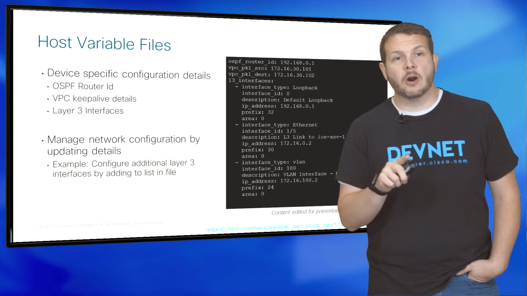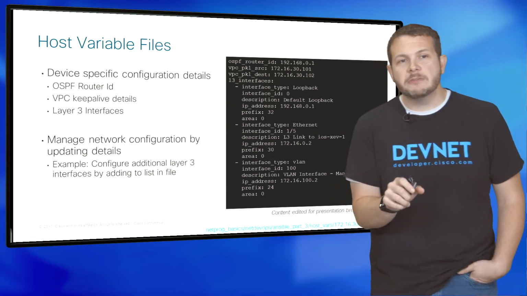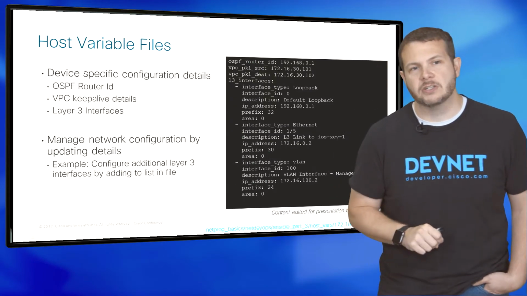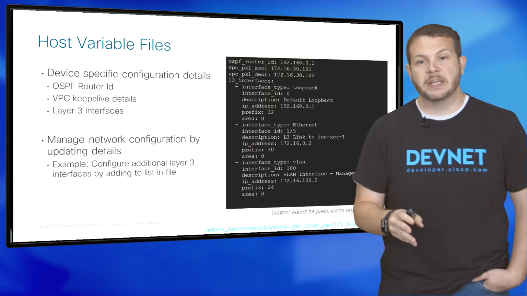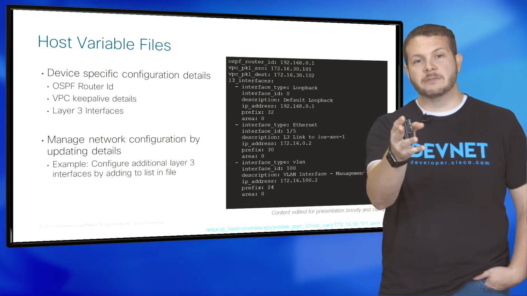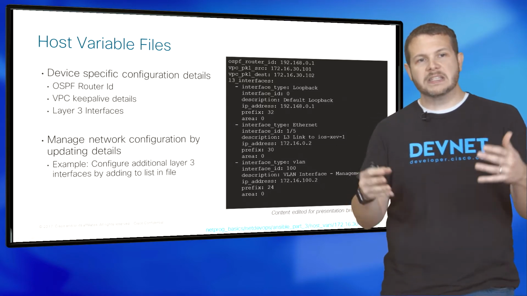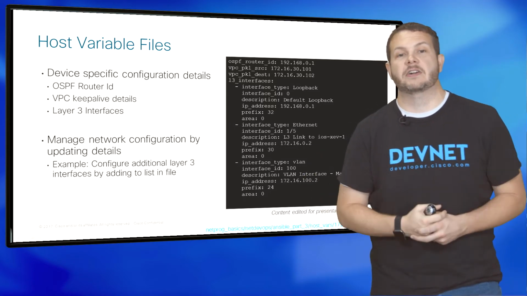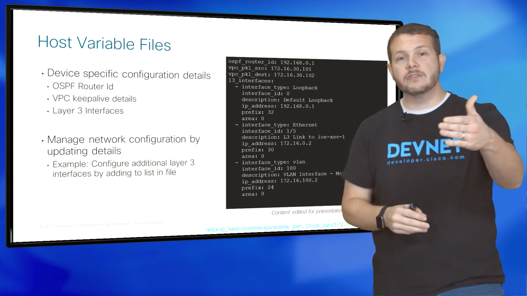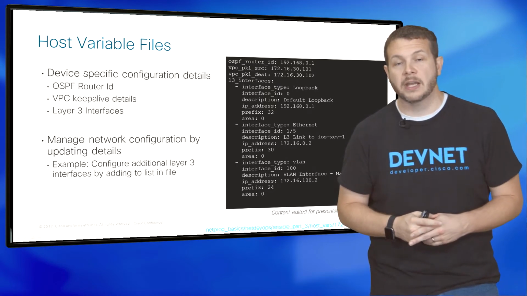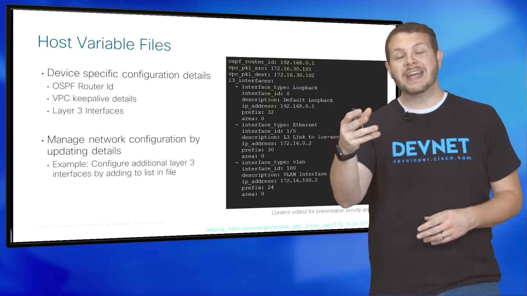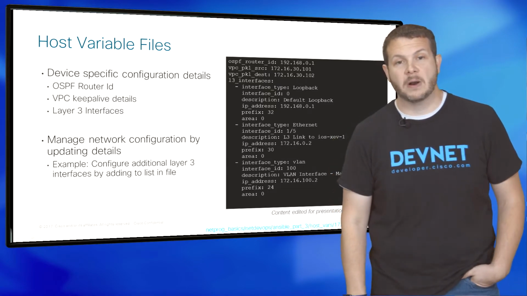Now moving on into our host variable files, here's where we find the device-specific configuration details. For example, here for our routing configurations, we can see the OSPF router ID for a device. We can see the VPC keepalive details at our distribution layer. And then all of the layer 3 interfaces necessary, both loopbacks, Ethernet, as well as VLAN interfaces that are required.